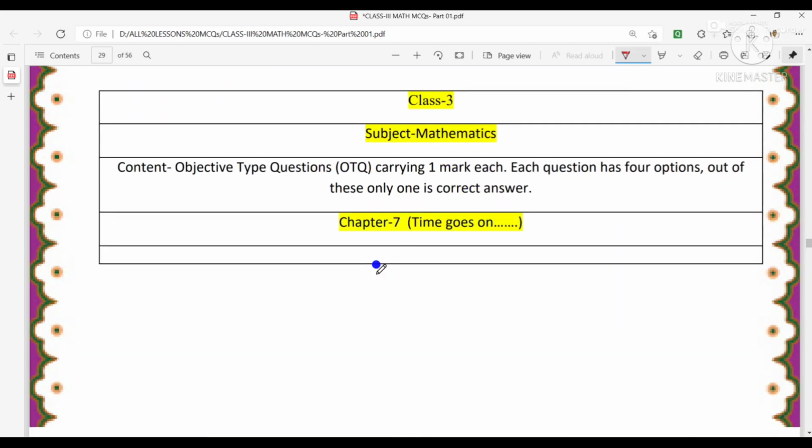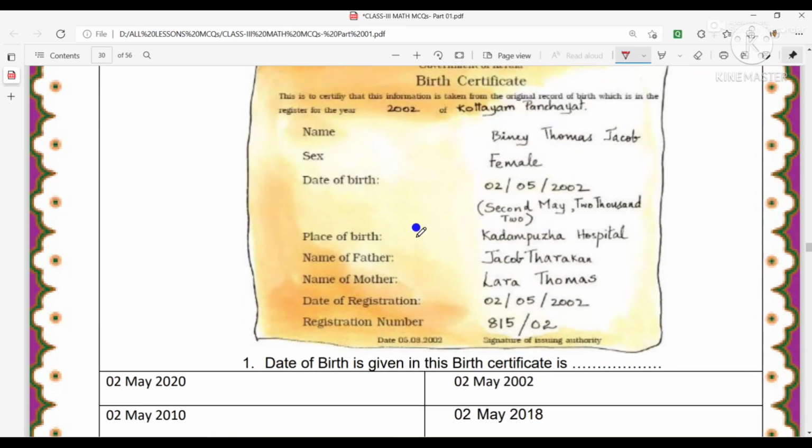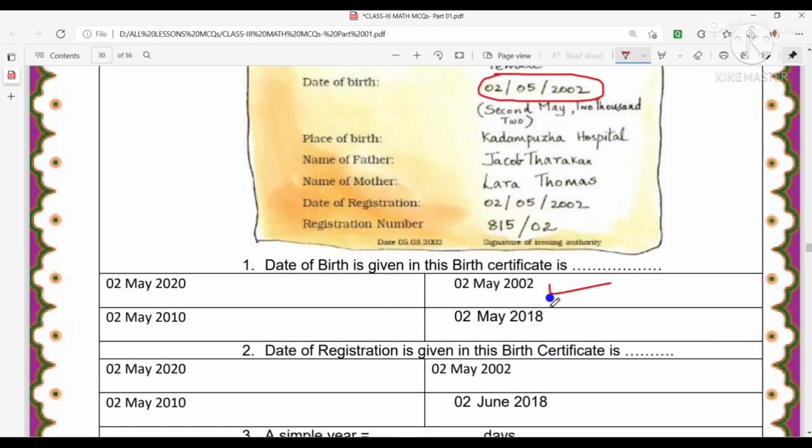Then next, time goes on. This is the last chapter for half yearly. So this is the birth certificate. The date of birth is given in this birth certificate, you can see the date of birth 2/5/2002. That means 2nd May 2002. That is this one, 2nd May 2002. Date of registration. The date of registration is the same.